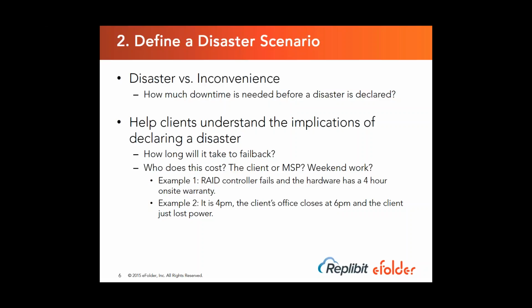Or the other one we see a lot is, you lose a machine at 4 p.m., but they're closing at 6. Do you declare a disaster then and spend all the time, money, effort, energy, whatever it is, to spin them up in the emergency environment to then immediately fail them back?